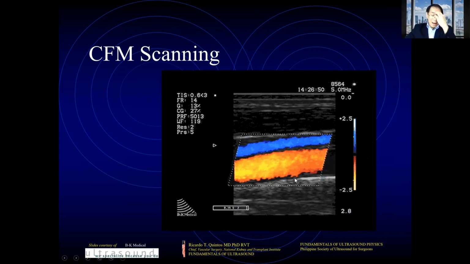By convention, if you have an arterial flow, they just set the direction of flow so that the Doppler color is set to red, and the color direction is set to blue for the veins, because we do know that their directions are generally opposite to each other. So that is what is called color flow scanning.